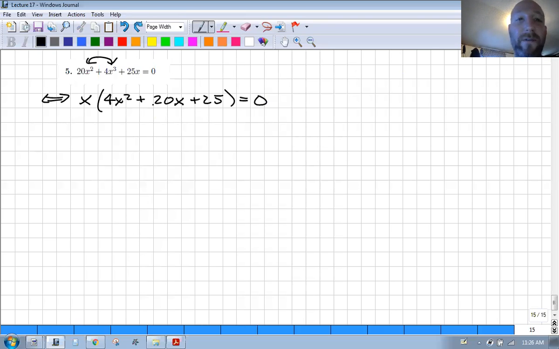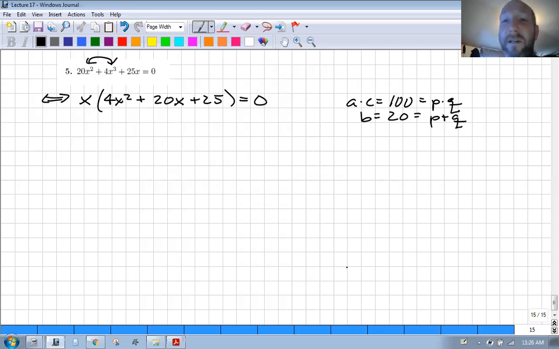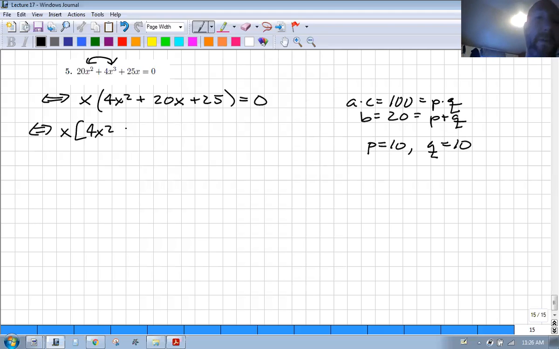So in order to factor this, let's do our trick here. A times C. 4 times 25 is 100. So we need two numbers that multiply to be 100. B here is 20. So our two numbers need to add to be 20. So how about 10 and 10? They multiply to be 100 and they add to give us 20. So I'm going to take my 20x and rewrite it as a 10x plus 10x.